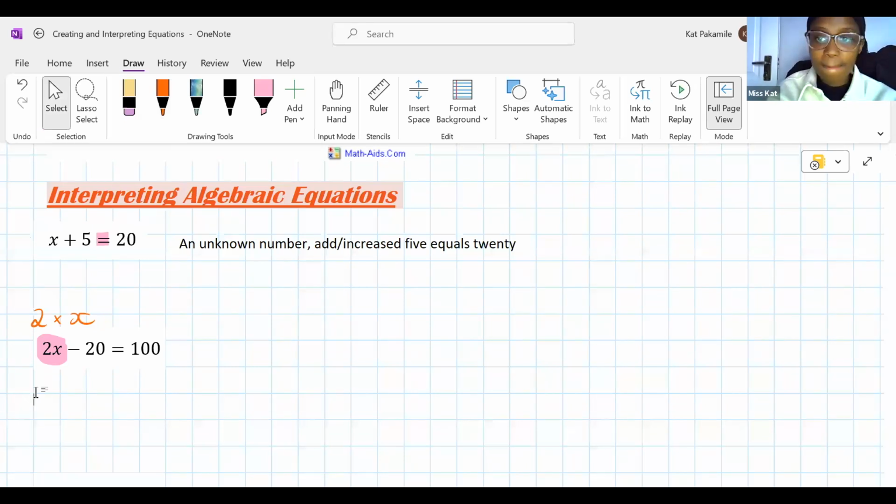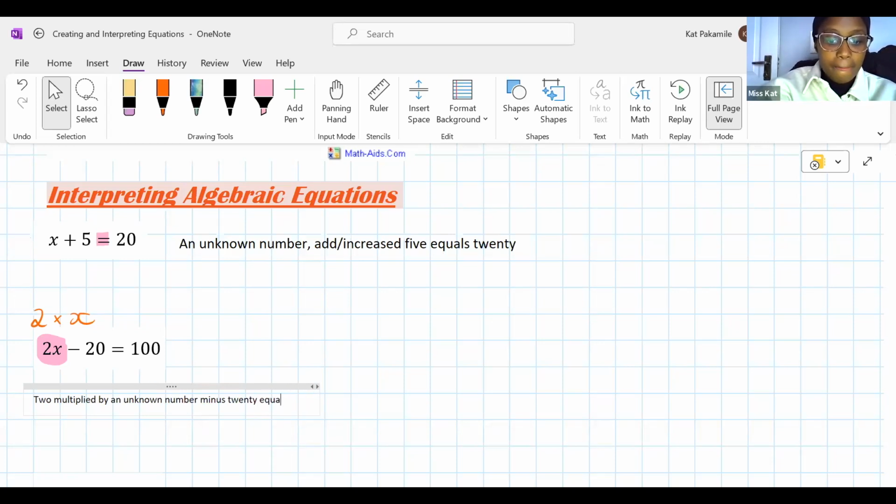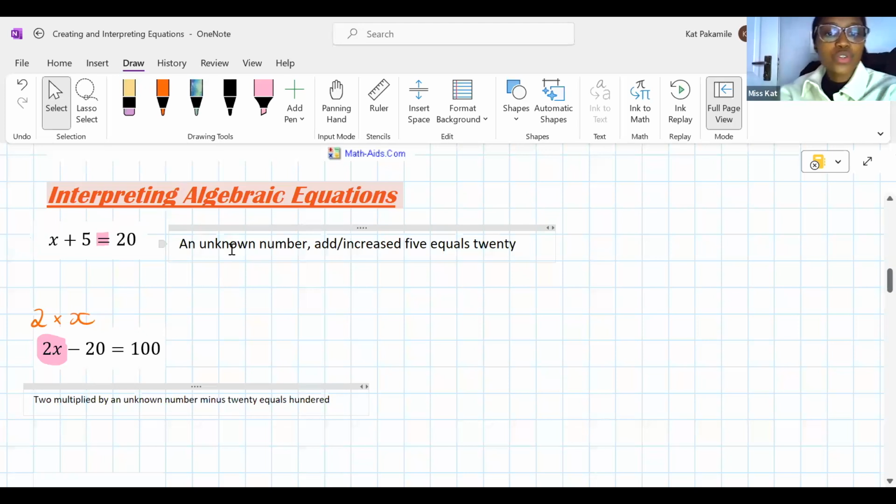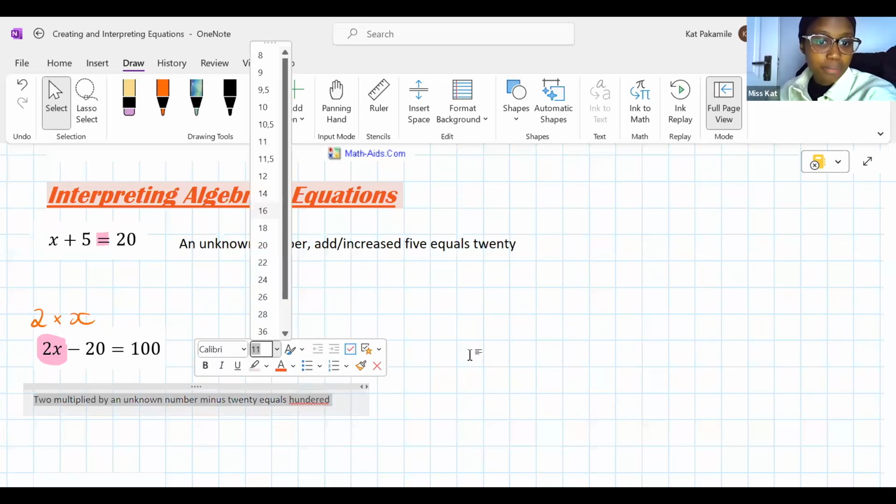So it's 2 multiplying an unknown number minus 20, minus 20 equals 100. Okay. Chichi, do you see why I said we need to avoid using simple words? Do you see that your sentence looks a lot like the first one we wrote? Yes, ma'am. That's my problem. Do you see? Yes, ma'am.